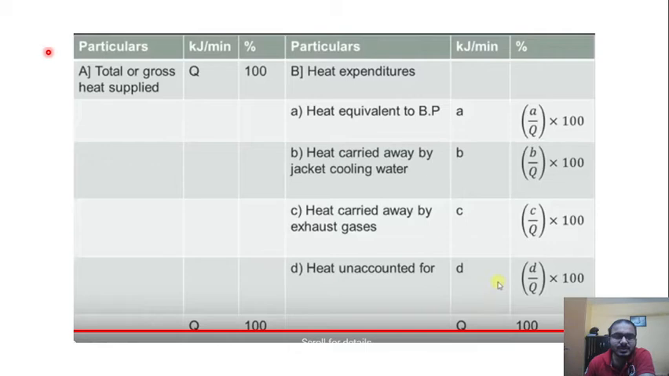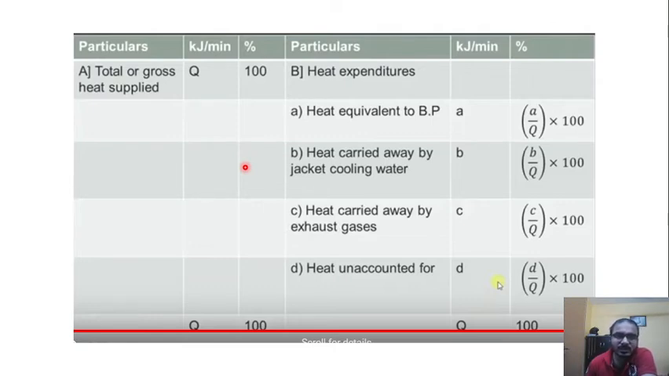Now this is the heat balance sheet in tabular form. So here we have this kind of columns. First column is particulars, second is its quantity in kilojoule per minute, and then we have the percentage. So here in section A we have total or gross heat supplied. So that is Q, and the percentage is 100 because there is no breakup of heat supplied, because we are getting heat only from fuel, nowhere else.